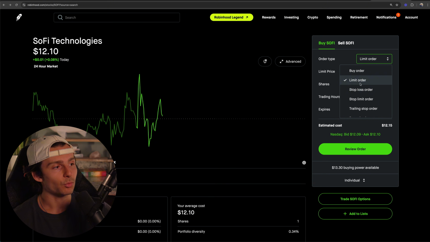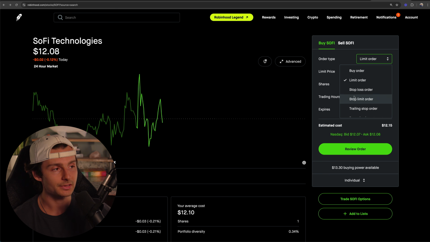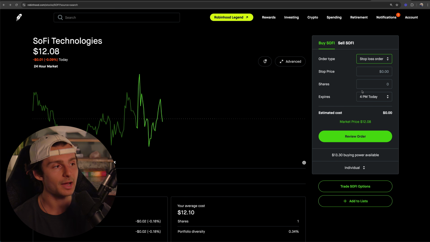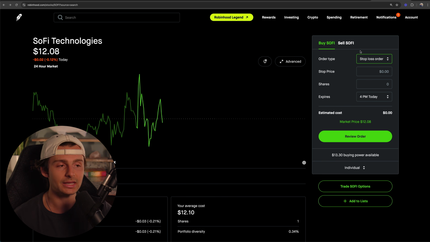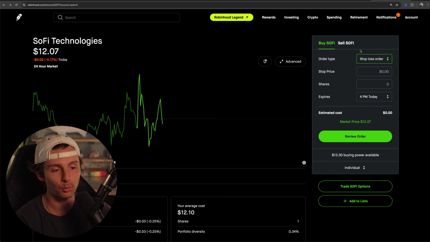So let's go down to the next order: the stop loss order, stop limit order, trailing stop, and recurring investment. These are the next ones on the list. So now that I have a position, if I go to stop loss order, technically speaking, you can enter this on the buy side. Now, the reason why I say technically is because it's called a stop order. You may have heard it as a stop order on other platforms, but you could technically do this.